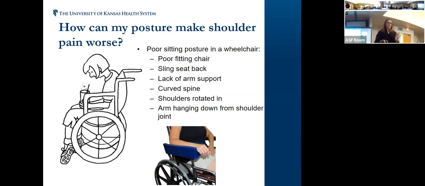And so the cartoon obviously is a picture of a fake wheelchair that's not very good, and you can see the person is just really curved and not supported, and no wonder she had shoulder pain.